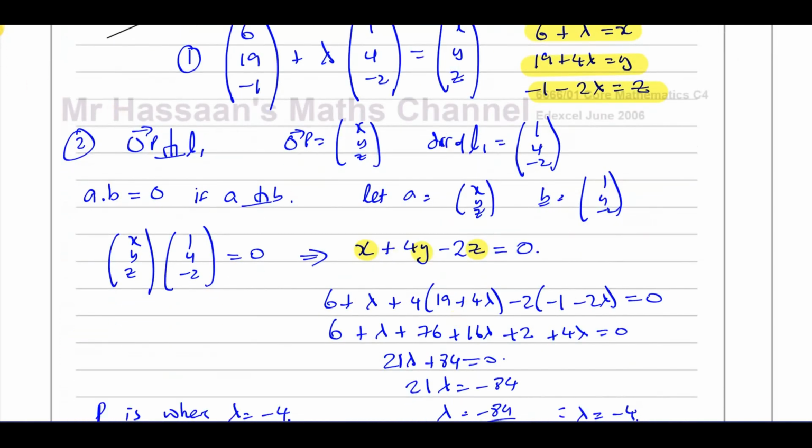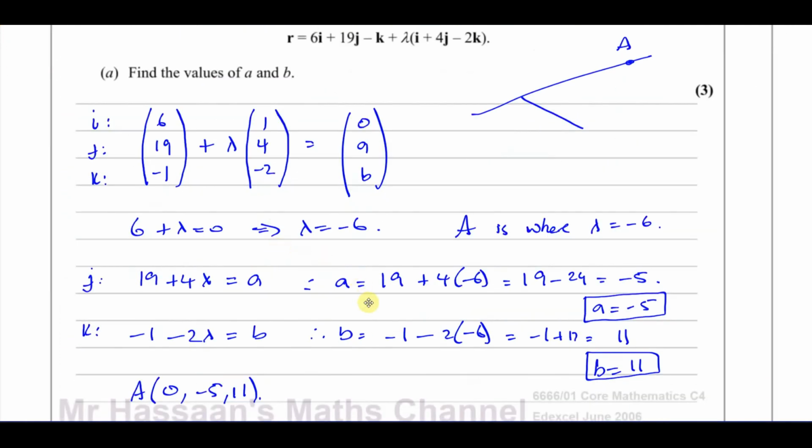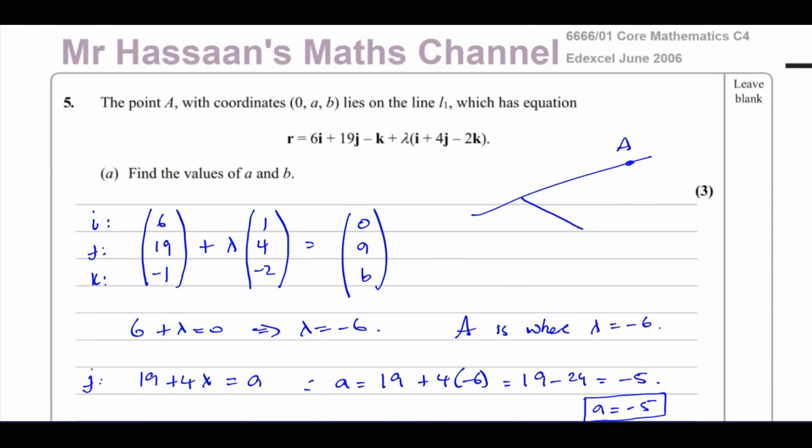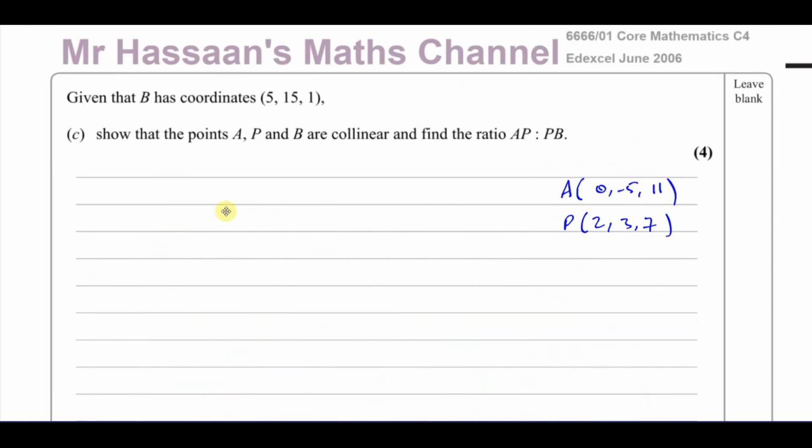Let's see, was that a problem here? No, that was just finding the values of A and B. That's not a problem. Okay. So now for part C, it says show that the points A, B, and P. So it's a given that B has coordinates 5, 15, and 1. Show that the points A, B, and P are collinear. Collinear. And find the ratio A to P to B, P to B.